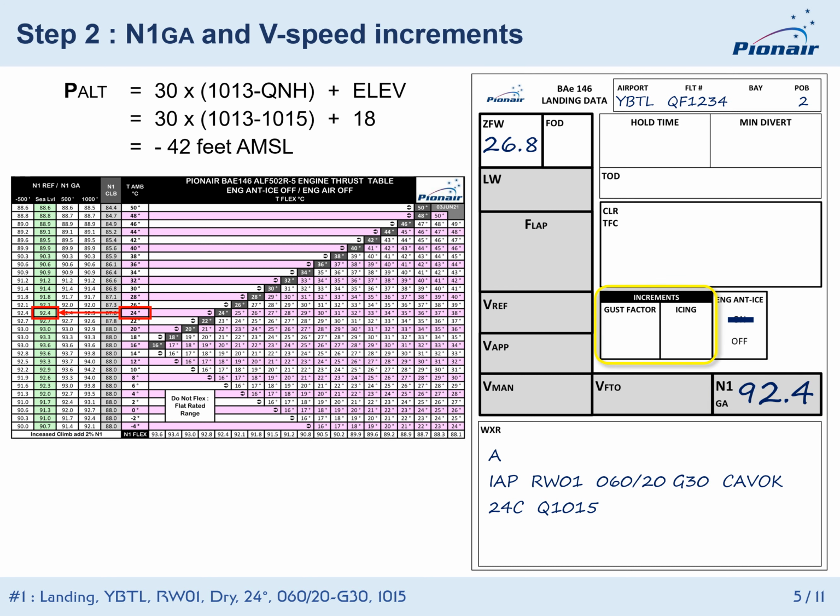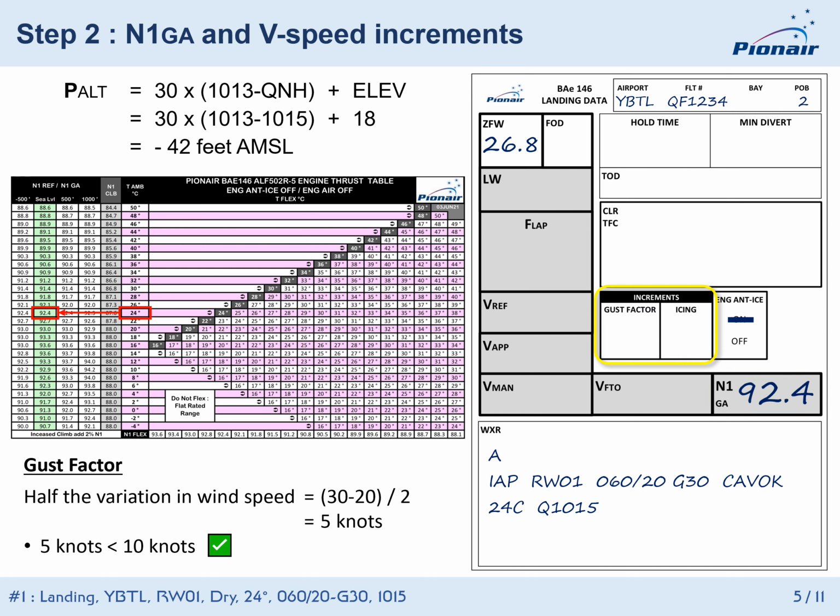So now let's look at the wind and calculate a gust factor. While we're here, let's recall that if we suspect we'll have airframe icing present for the approach, we also add 7 knots to all the speed bugs, and any combination of gust and ice factors is to be limited to a maximum of 14 knots. So half the variation in wind speed from any direction to a maximum of 10 knots.